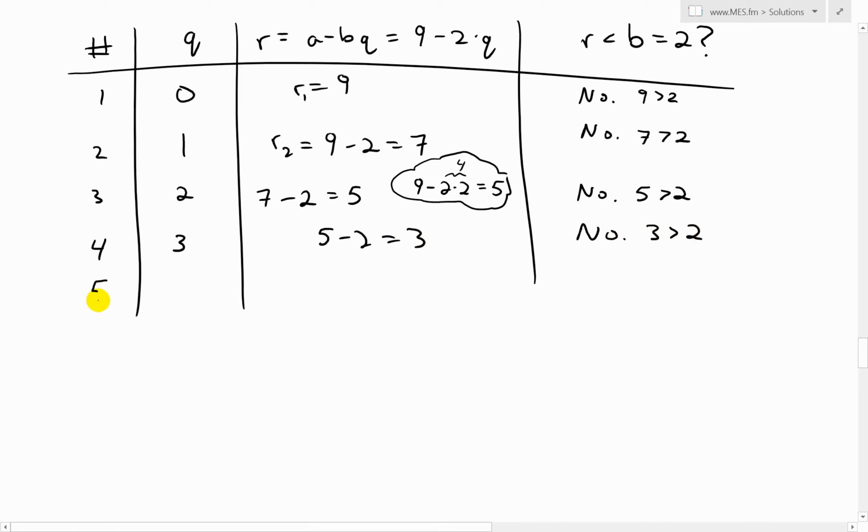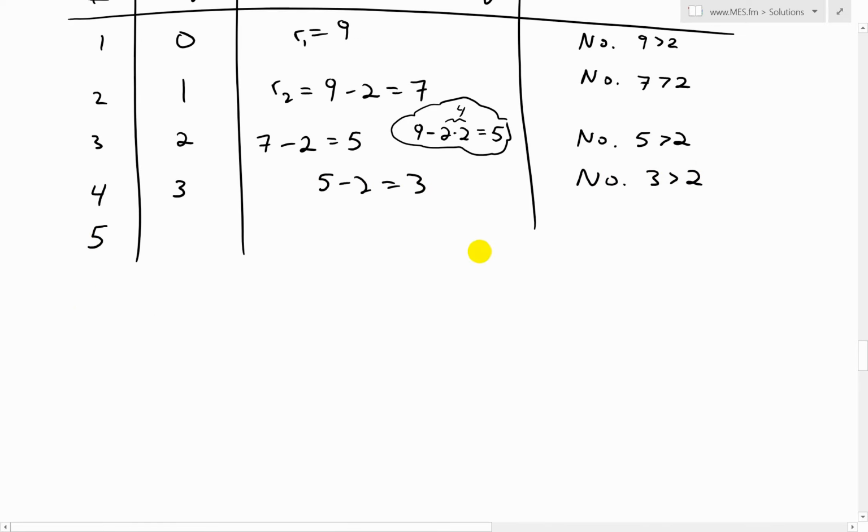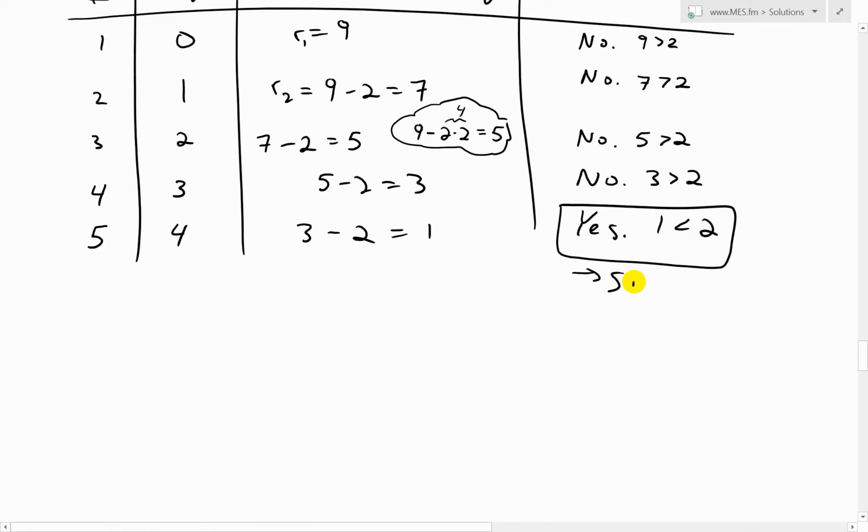And keep going. Next one is the fifth one. Now we have r's value is 4. We have 3 minus 2. This equals 1. And yes, 1 is less than 2. And basically here is where we stop right here. So stop, put it in capitalized like that.